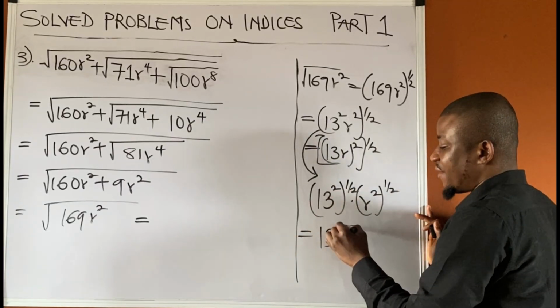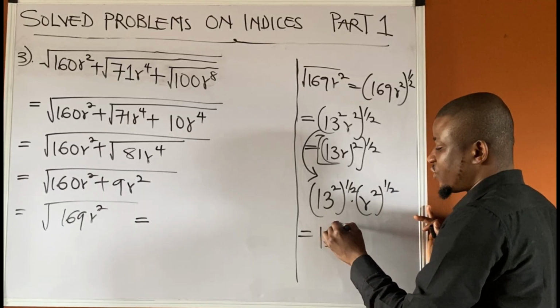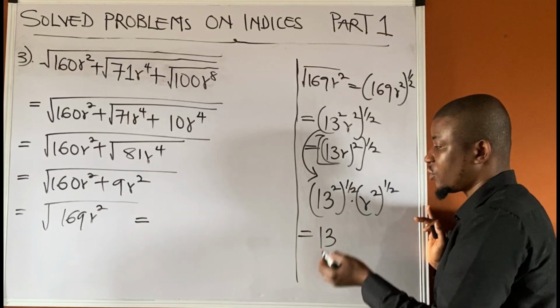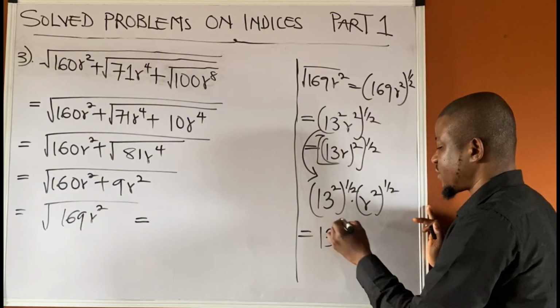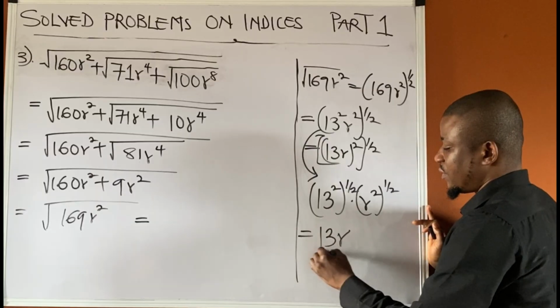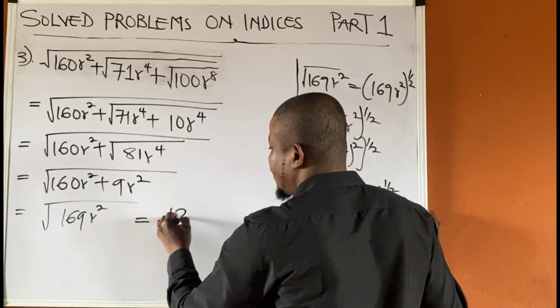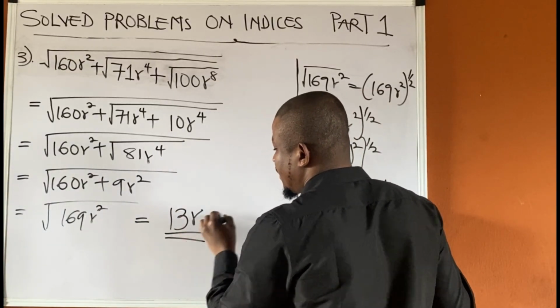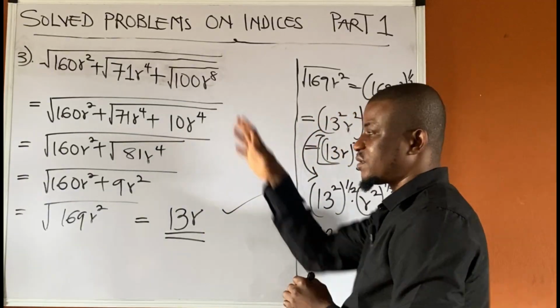Okay, so this is 2 times half, which is 1, because 2 divided by 2 is 1. And for the r, 2 times half is still 1. So this is 13r, and that is my answer to this problem.